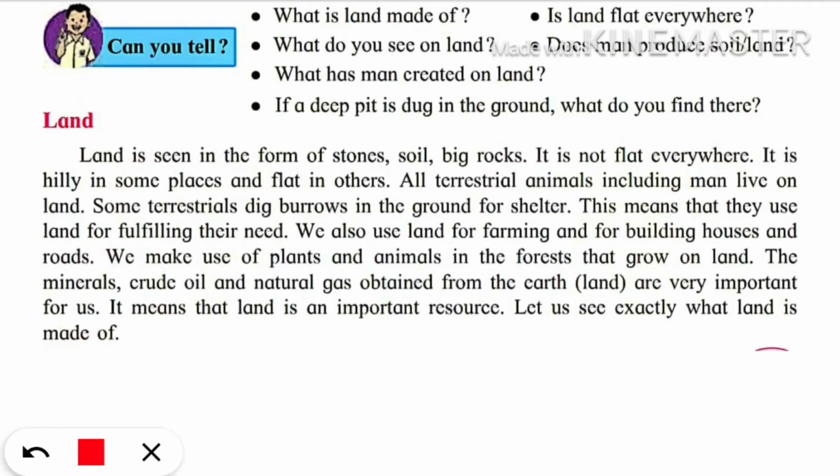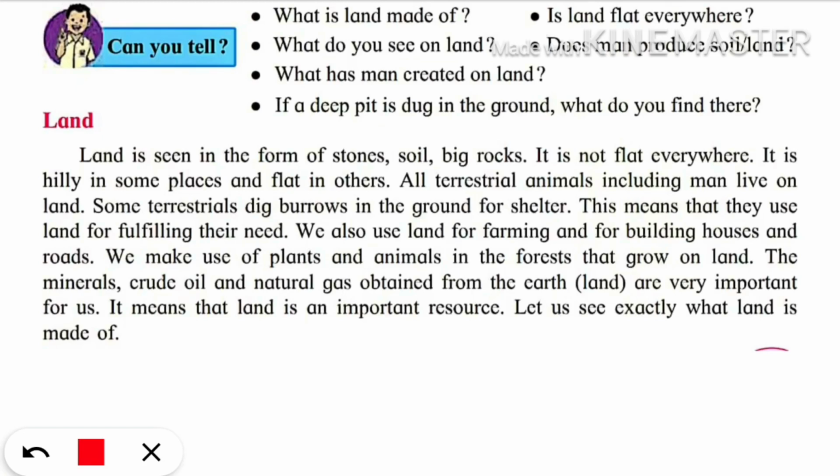Now we'll see deeply about land. Land is seen in the forms of stones, soil, big rocks. It is not flat everywhere. It is hilly in some places and flat in other areas. All terrestrial animals, including man, live on land. We also live on land, you know that.